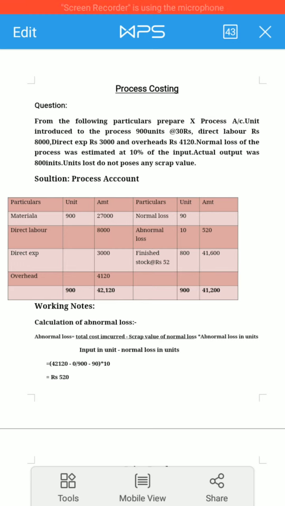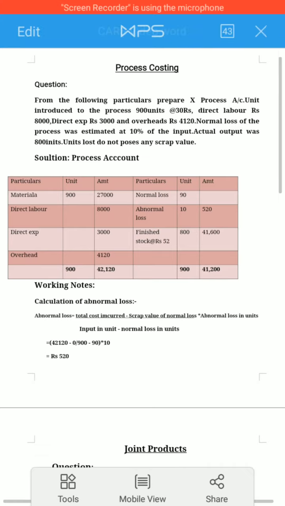Now we need to find out the value of finished stock. We know that finished stock is 800 units and the amount is rupees 41,600. Dividing 41,600 by 800 we get the value of finished stock as 52 per unit. Now the first problem is solved.